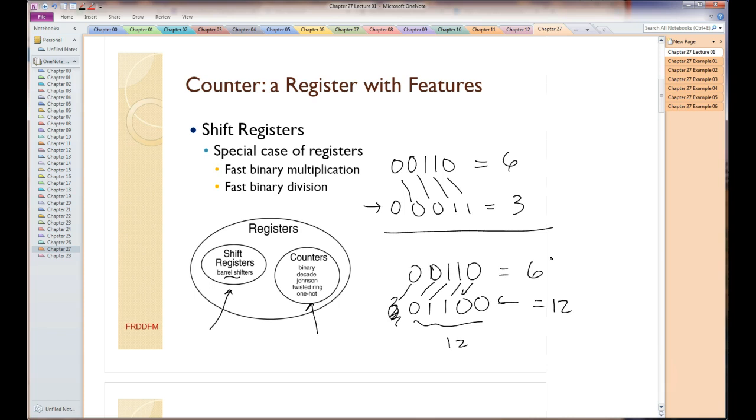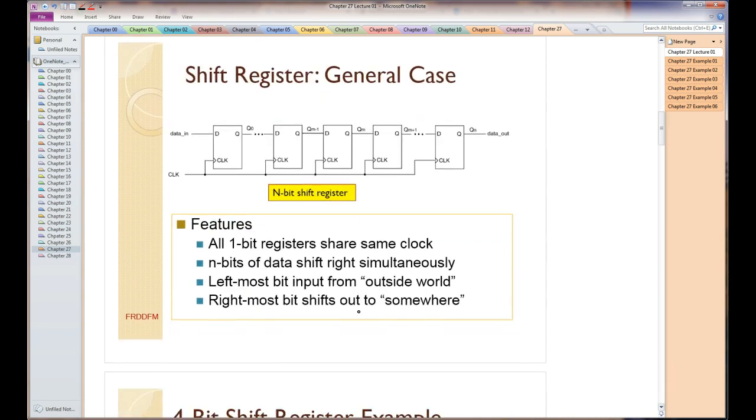The only issue is the shift. When I'm shifting right, which is a divide by 2, sometimes it will truncate. There are really no issues with shifting left so long as you give it enough bits such that it doesn't overflow. So this is the shift register, the general case.